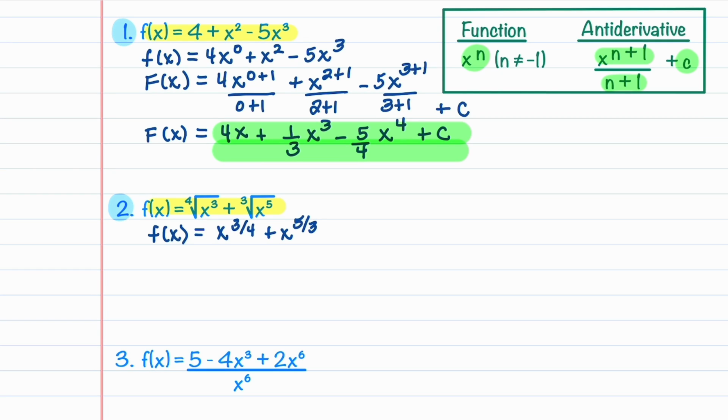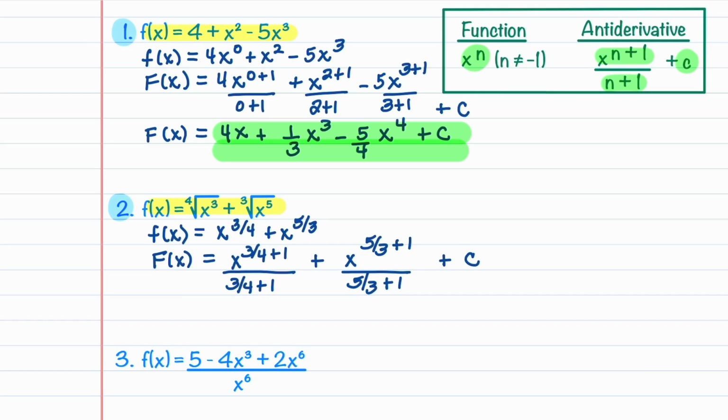Our antiderivative is capital F of x, and then it's going to be x to the 3/4, and we're going to add 1, and then we're going to divide by that exponent, 3/4 plus 1. And then we're going to do the same thing to our second term. This is x to the 5/3 plus 1, all divided by 5/3 plus 1 plus c.